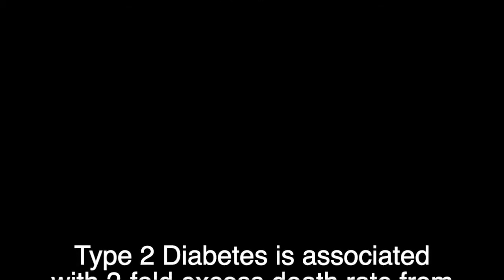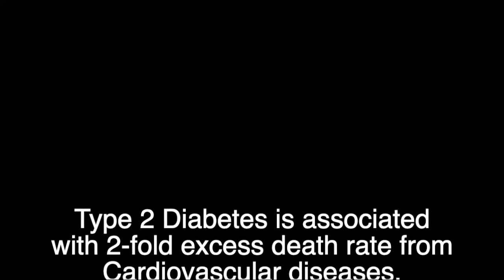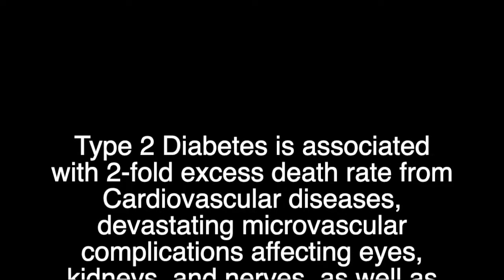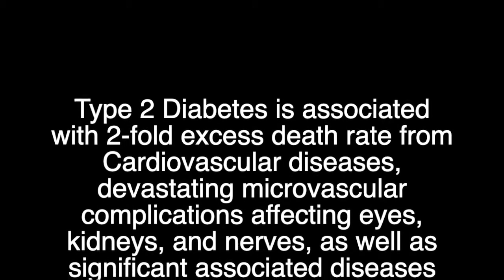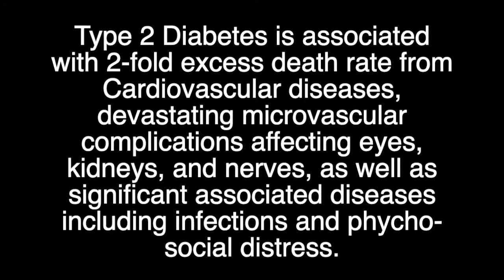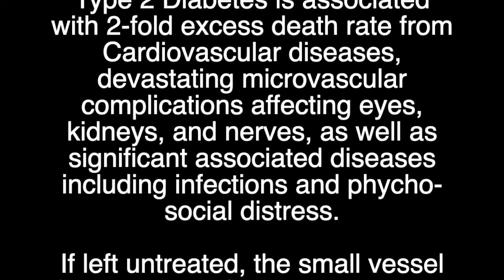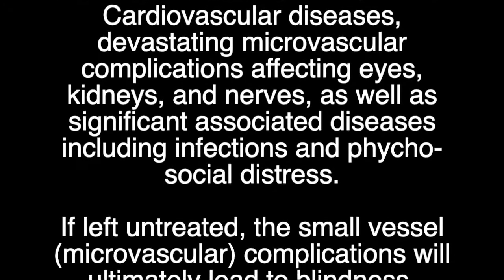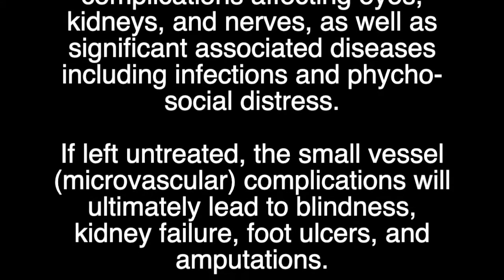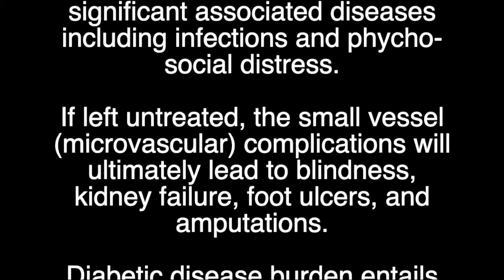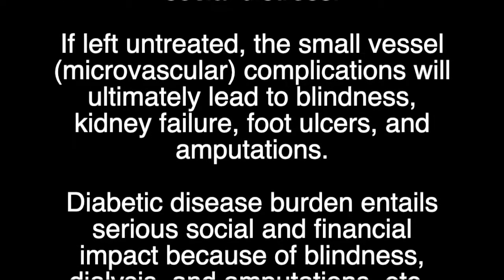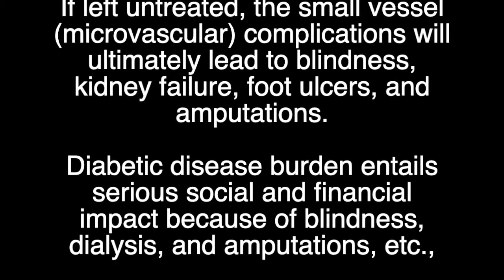Type 2 diabetes is associated with twofold excess death rate from cardiovascular diseases, devastating microvascular complications affecting eyes, kidneys, and nerves, as well as significant associated diseases including infections and psychosocial distress. If left untreated, the small vessel, that is microvascular complications, will ultimately lead to blindness, kidney failure, foot ulcers, and amputations.